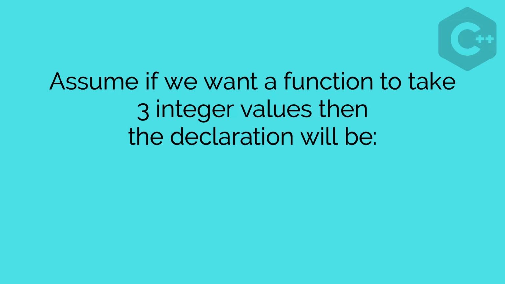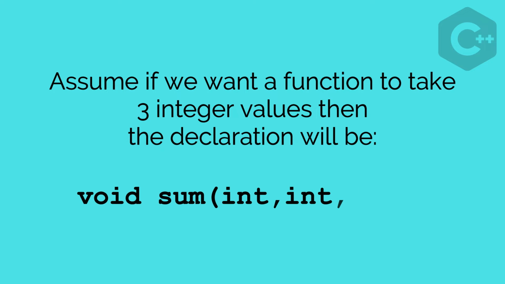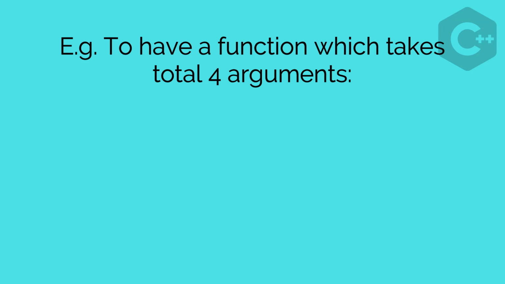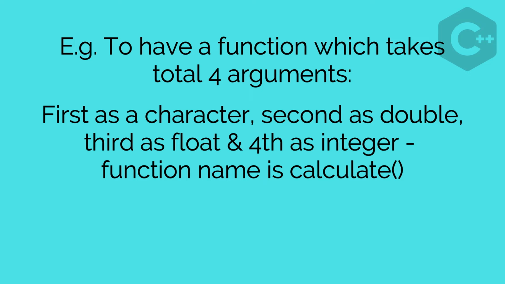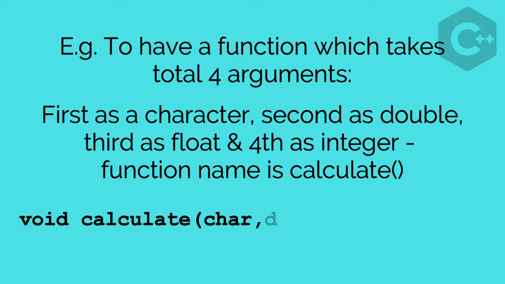Assume if we want a function to take three integer values, then the declaration will be void sum and inside parentheses int comma int comma int. So if I have a function which takes a total 4 arguments, first as a character, second as double, third as float, and the fourth argument as an integer, and let's say the function name is calculate, then the declaration of it will be void calculate and inside the parentheses char, double, float, int. I hope you get the idea now.